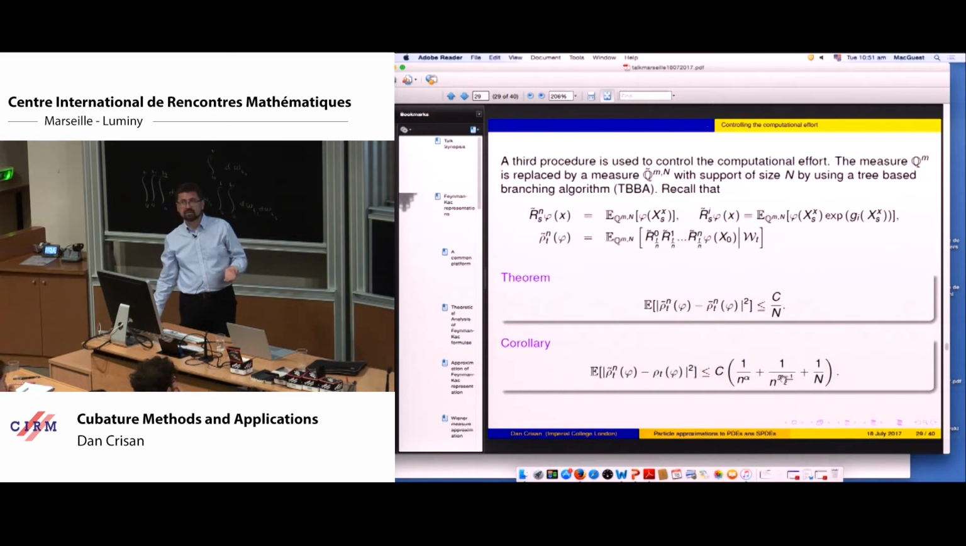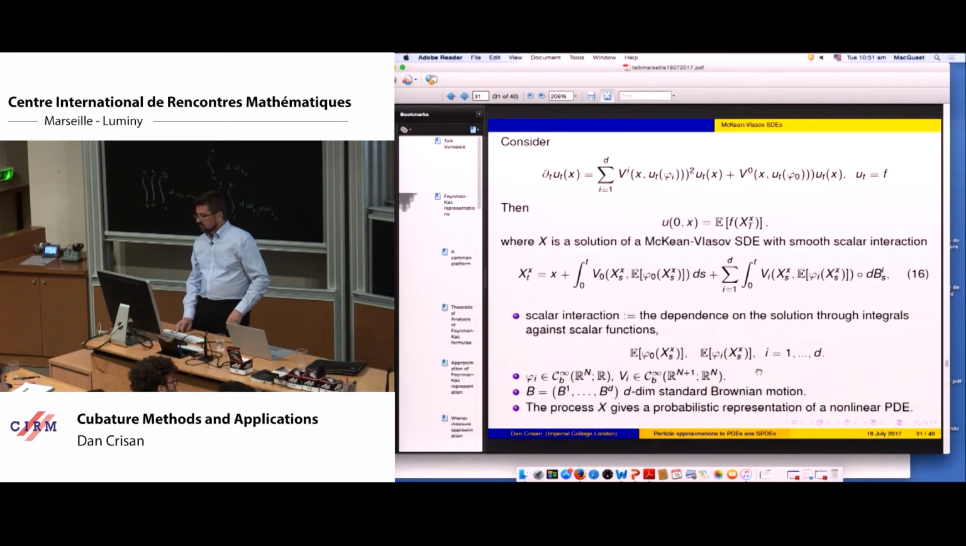M is the order of the cubature, and again is 1 over n to the power m minus 1 over 2. So, you know, we can just work with cubature of order 3, it'll be okay. And 1 over n essentially depends on how many cubature paths you're allowed to use. So each of the three steps induces a corresponding error, which can be computed in terms of the corresponding parameters.